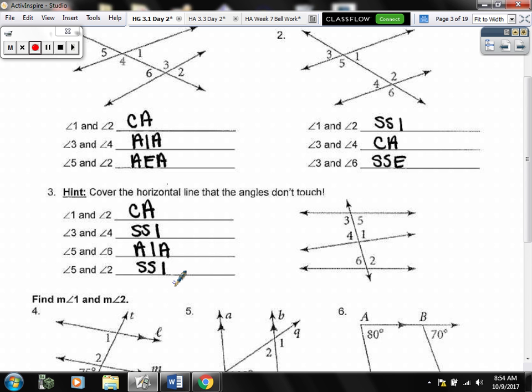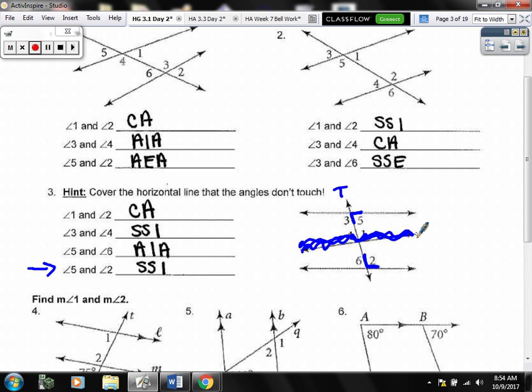Marquise? On number 3, angles 5 and 2. The last one? Yeah. 5 and 2. Alright, so 5, trace it, 2, trace it. So if you notice, the transversal is the line going through. The two lines in question are these two. So you're kind of like ignoring this one, like pretending like it's not there.